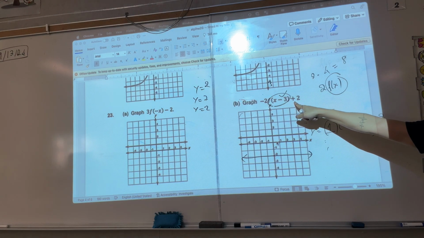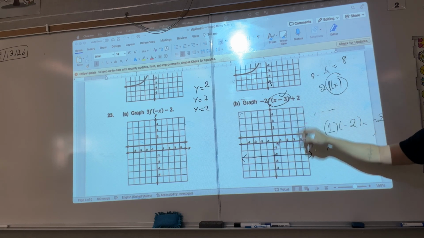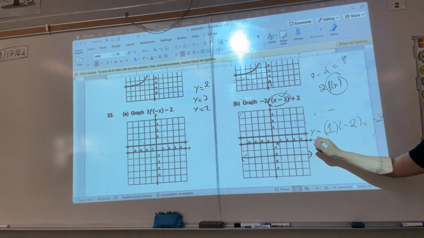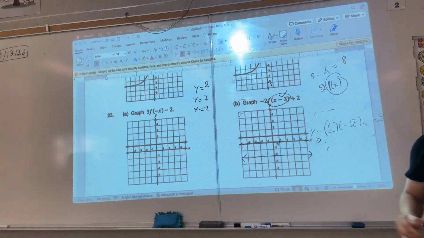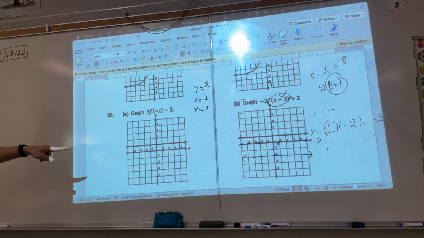What kind of move is this? When you add a number outside like this, what kind of move? What direction? Up by 2. So go back here. Yeah? Let's give Gabriela 1 point. Who got this one right? Oh, we actually have some of you who got it right. Good.